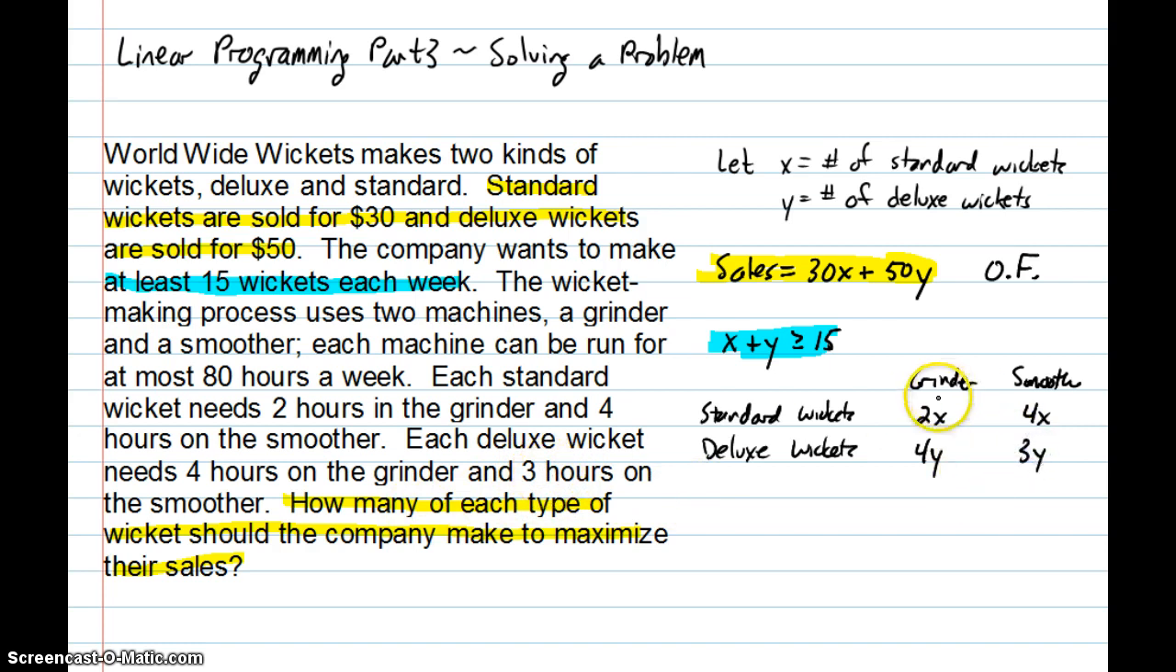Wait a minute. The grinder can't run forever. It can run at most 80 hours a week. At most, so it could be less than 80 hours a week. So here are the times that I can use the grinder. I know that 2X plus 4Y has got to be less than or equal to 80. And that's the grinder hours. And here, the smoother hours, I need 4X and 3Y. So I got 4X plus 3Y, and the smoother also runs at most 80 hours a week, so that's got to be less than or equal to 80. That's the smoother hours.